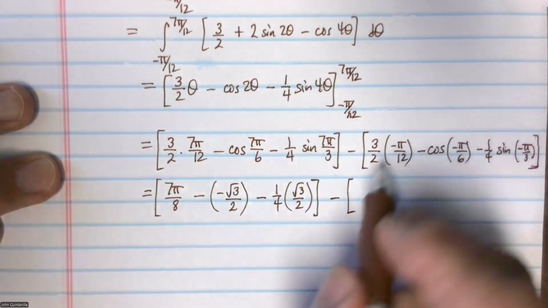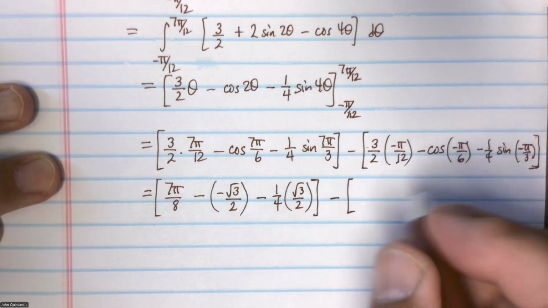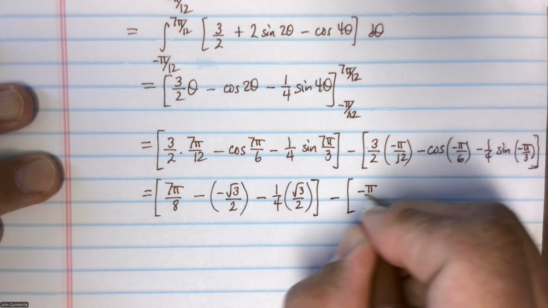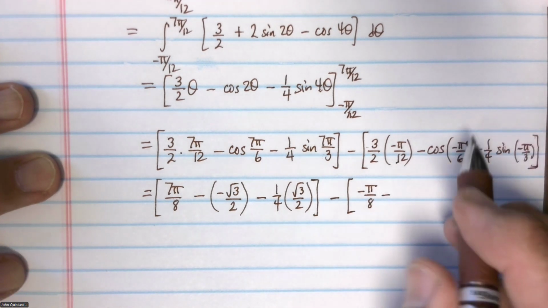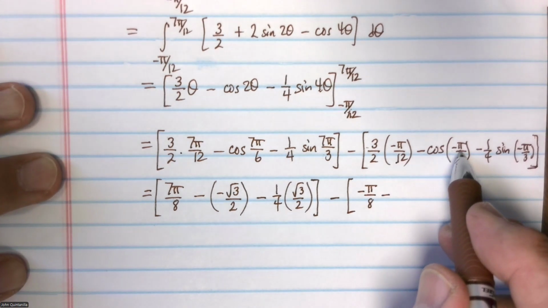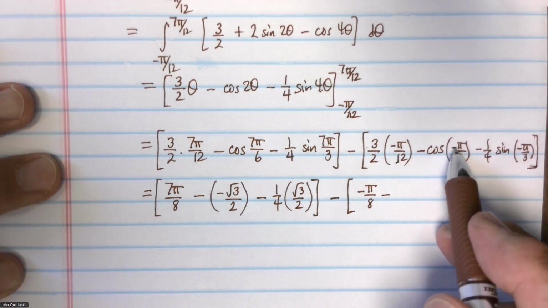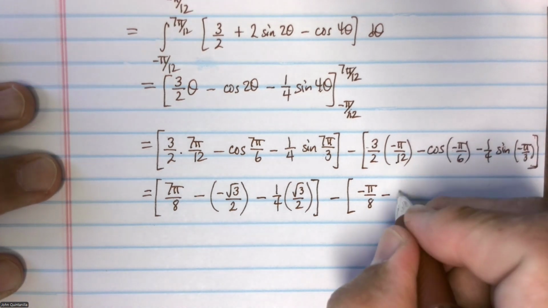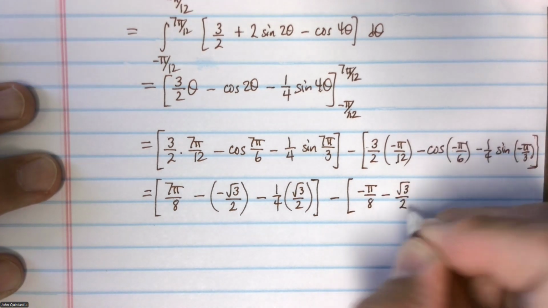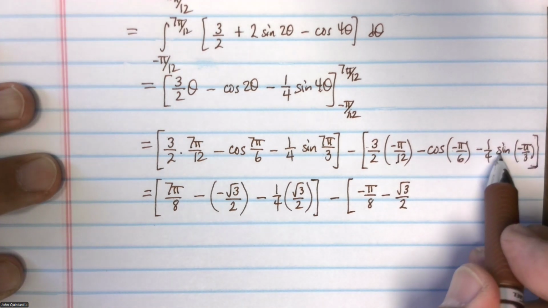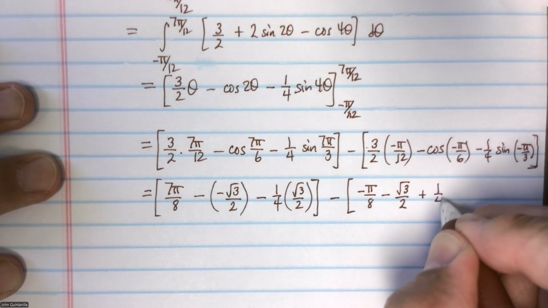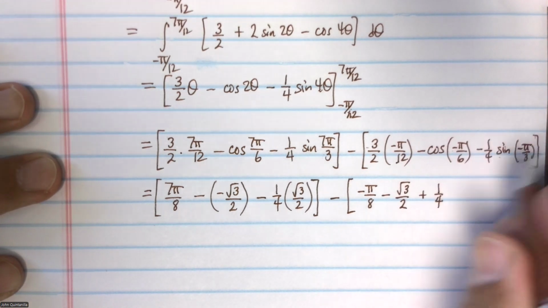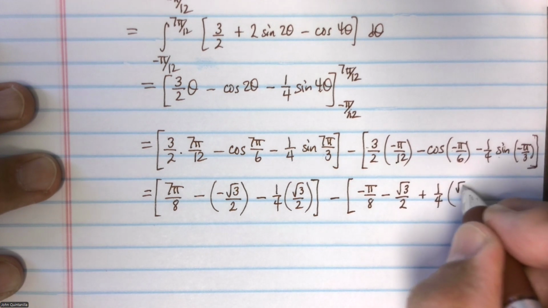Minus. Okay, 3 goes into 12 4 times, so I get negative pi over 2 times 4 is 8. Minus cosine of negative pi over 6. So cosine is even, this minus sign can just drop away. Cosine of pi over 6 is square root of 3 over 2. Then this minus comes out, so plus 1/4 times the sine of pi over 3, which is square root of 3 over 2.